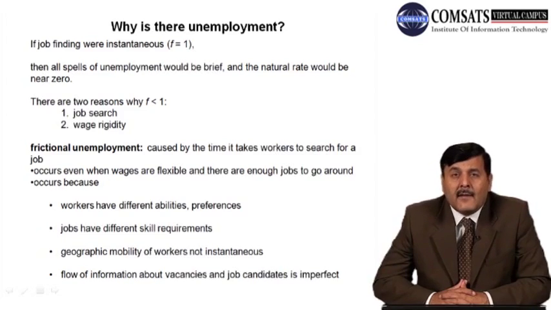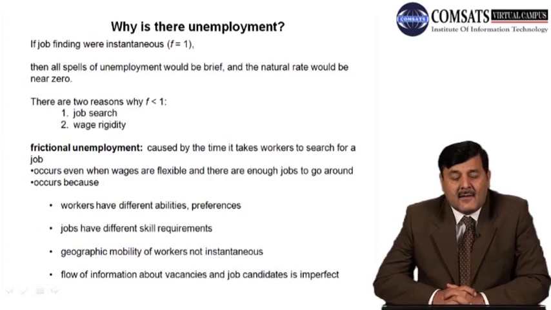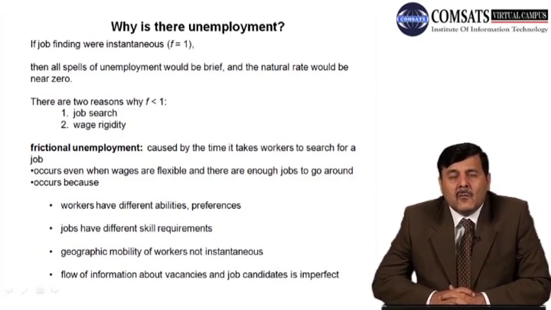But in real world, in practical terms, f jo hai ek ke barabar nahi hota. It is always less than 1. Now, why is it less than 1? Because of two reasons. One is the job search. The other is wage rigidity. Now we'll discuss all these two reasons of unemployment in detail. सबसे पहले जॉब सर्च की बात करते हैं और उसमें हम बात करेंगे फ्रिक्शनल अनएम्प्लॉयमेंट की.